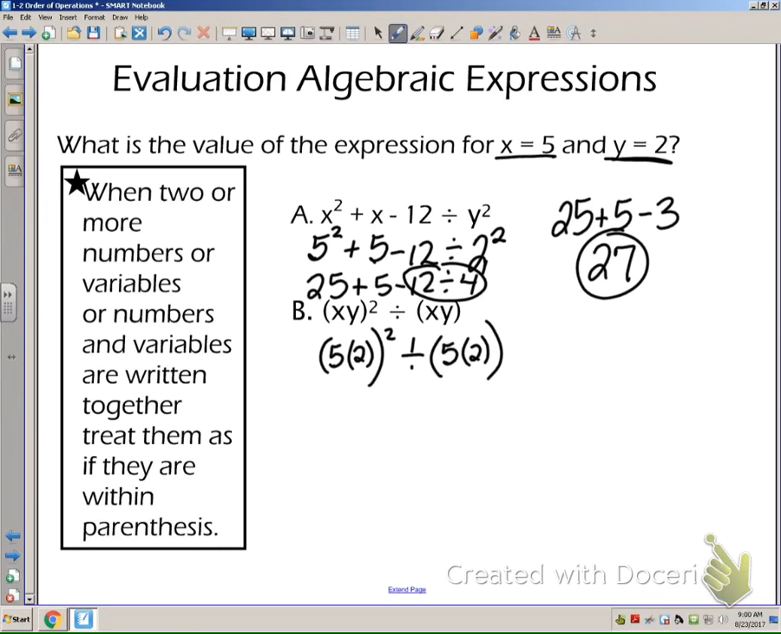And then the next one, we're going to go ahead and do parentheses first. So 5 times 2 is 10. So I have 10 squared divided by 10. 10 squared is the same as 10 times 10. We know 10 times 10 is 100. 100 divided by 10 is 10. So the correct answer is 10.